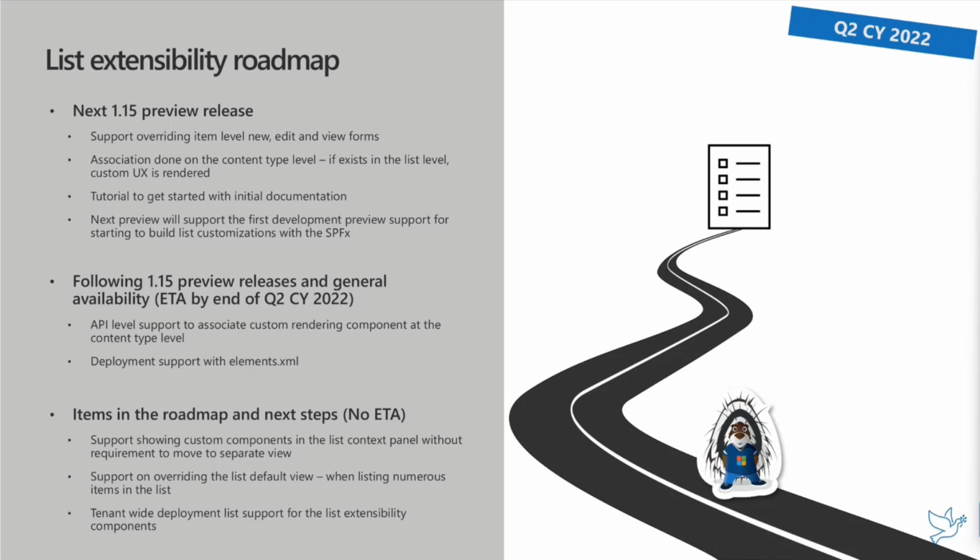In the GA, which is currently ETA, expected to release by end of Q2, so that's by end of June this calendar year, we'll give you the API level support and deployment support with Elements XML, if you are using the site scope deployment option with SharePoint Framework solutions. And then we are looking into having additional options for this extensibility in the future as well. No ETA on those and no decisions at this point that they will happen. But that's it for my demo.